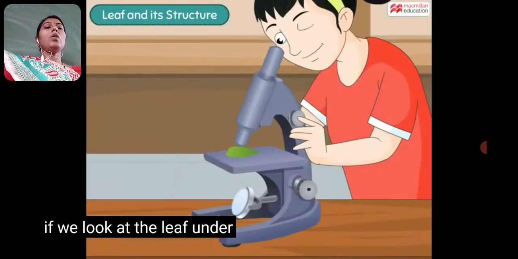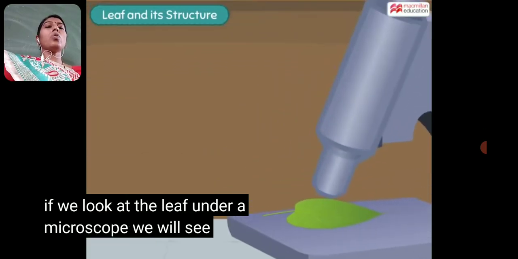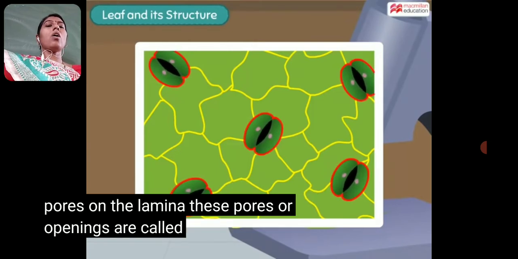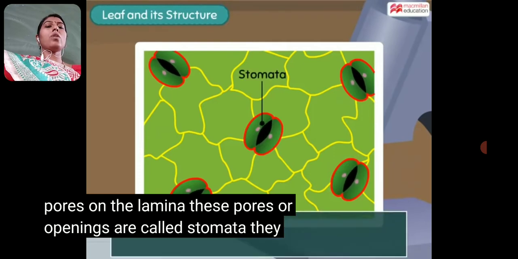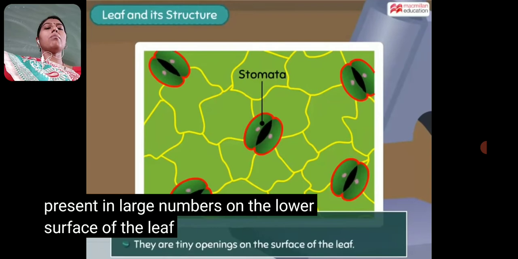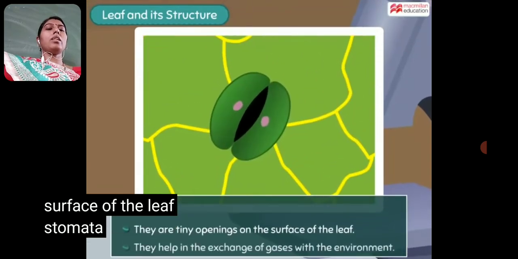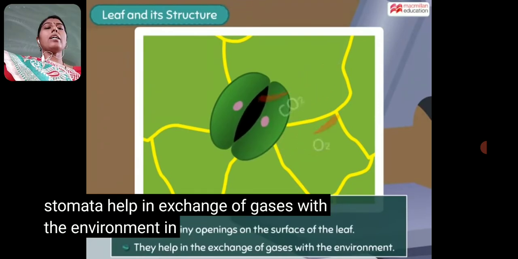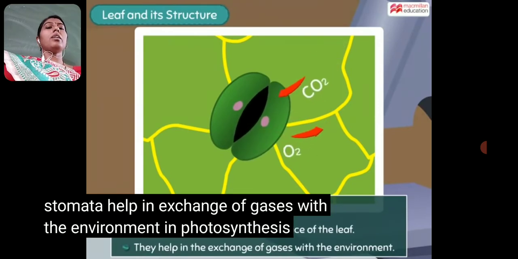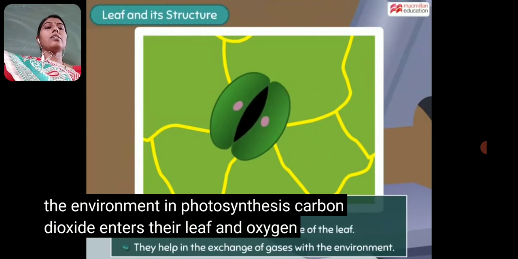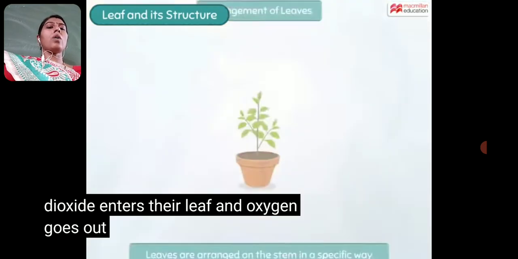If you look at the leaf under the microscope, you will see numerous tiny pores on the lamina. These pores are known as stomata, and they are present in large numbers on the lower surface of the leaf. They help in exchanging gases with the environment during photosynthesis. Carbon dioxide enters the leaf and oxygen goes out.